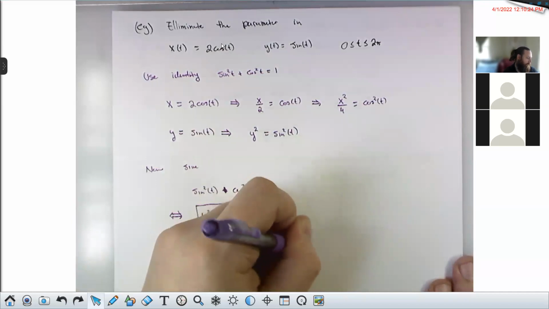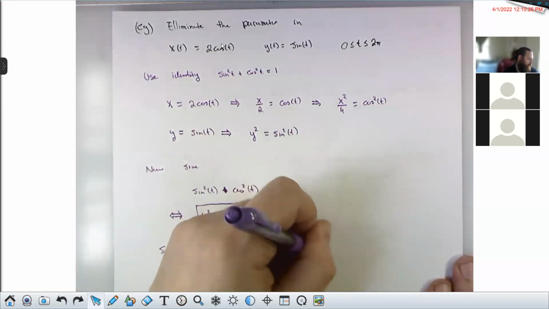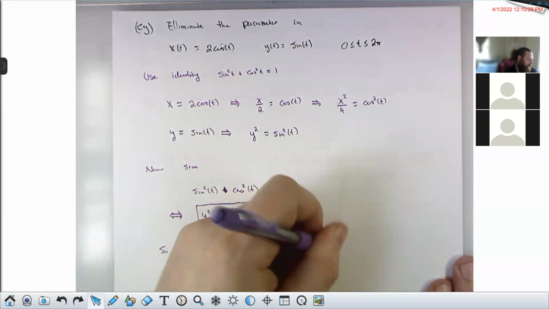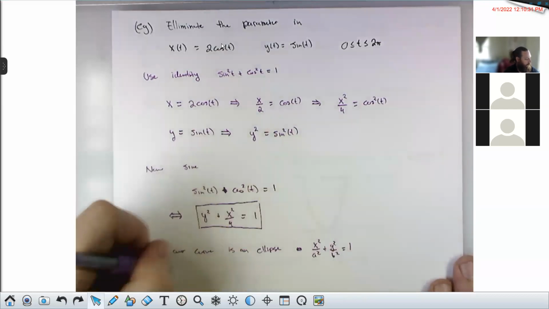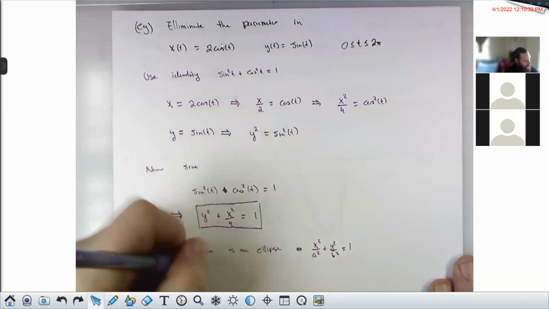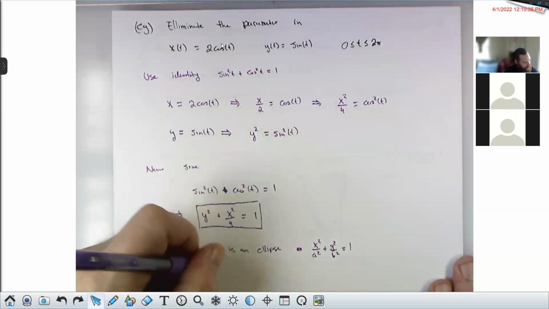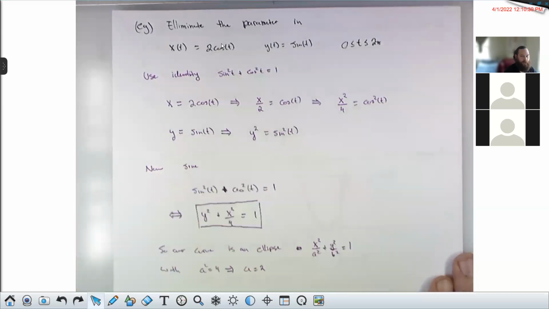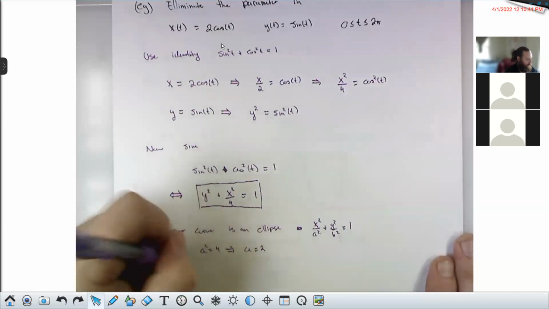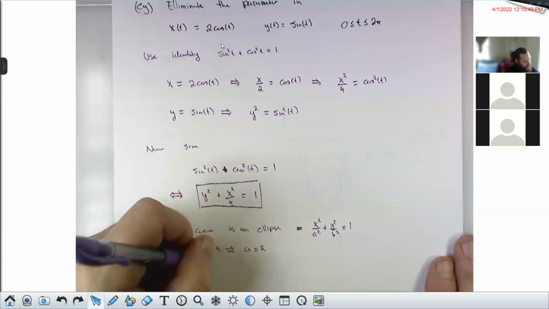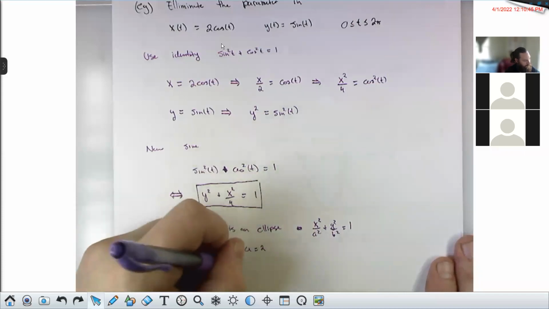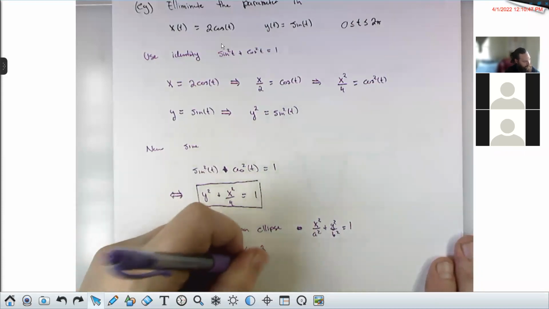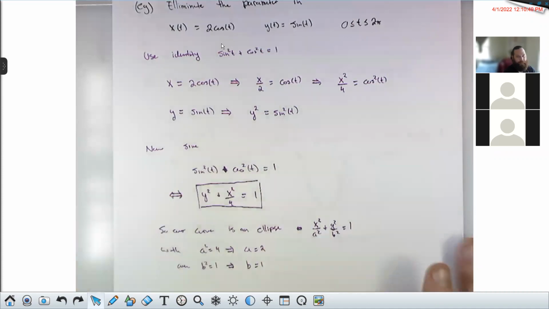Right? x squared over a squared plus y squared over b squared equals 1, with a squared equal to 4. So a, your semi-major axis length, is 2, and b squared is equal to 1. So the length of the semi-minor axis b would just be 1.